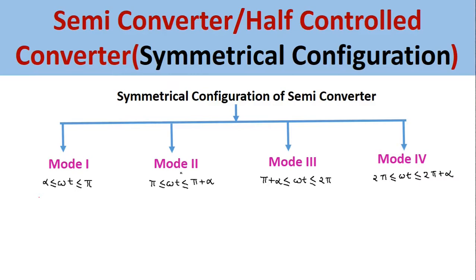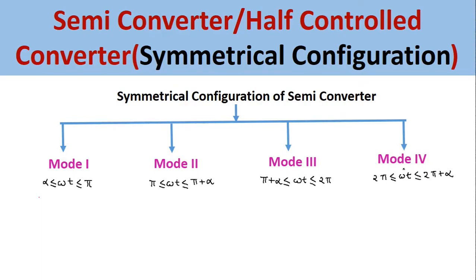In mode number 2, omega t goes from pi to pi plus alpha. In this mode, freewheeling takes place. In mode number 3, omega t goes from pi plus alpha to omega t equal to 2 pi. In this mode, line commutation of SCR1 takes place, and in the fourth mode, again the freewheeling process takes place, and here omega t ranges from 2 pi to 2 pi plus alpha.